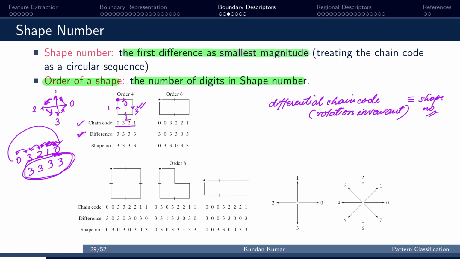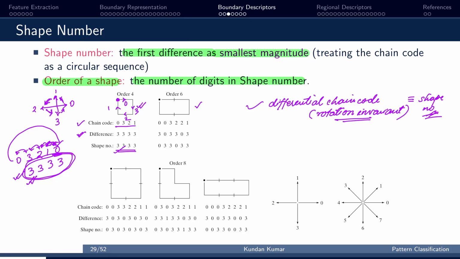Okay, and as I told you, the rotation invariant differential chain code will be our shape number. So how can we make it rotation invariant? So this is the first difference. Then we will consider the largest or smallest number possible using these digits. So here all digits are 3. So this will be our shape number. Okay, this is the smallest or largest, whatever you can say.